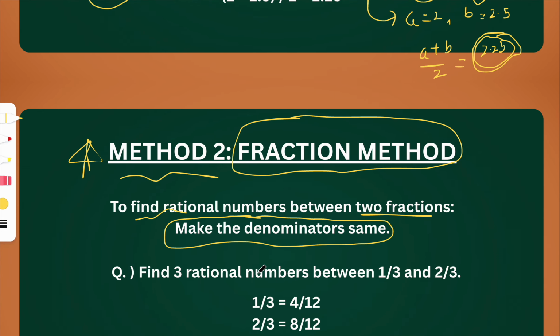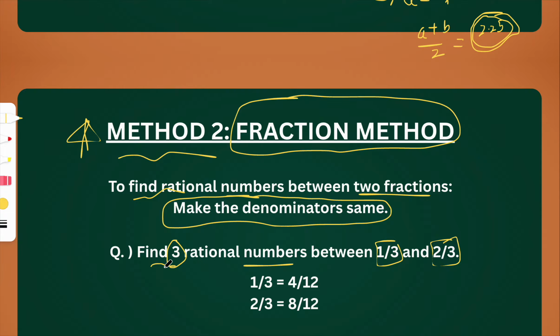Now if the question is asking कि find three rational numbers between 1/3 and 2/3, so it is saying three rational numbers. So I'll do one thing. Between these it is very difficult to find three rational numbers, so I'll find the equivalent fractions of these numbers. So I'll just multiply 1/3 with 4.